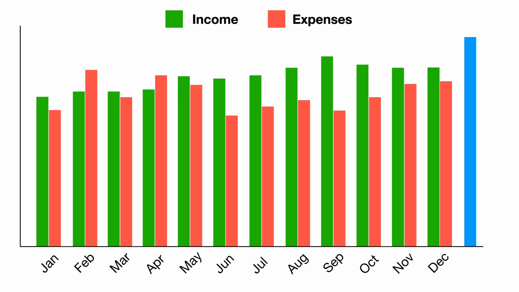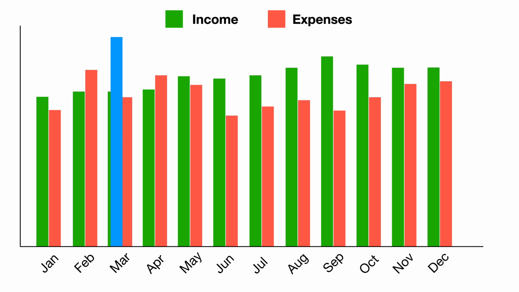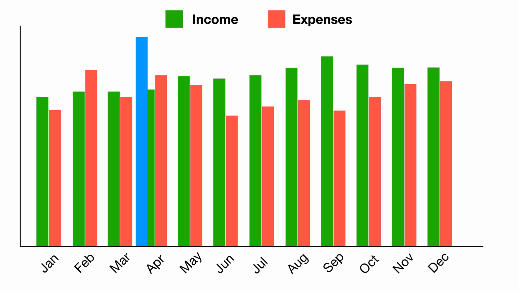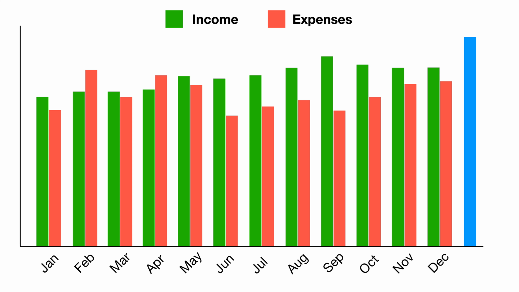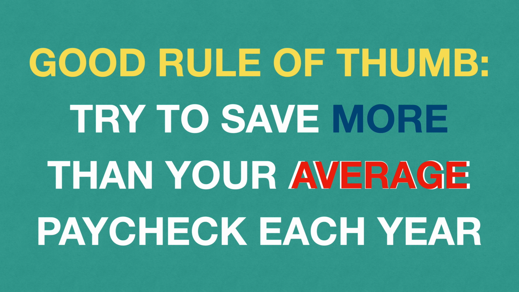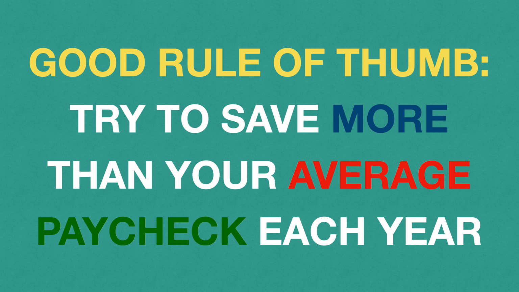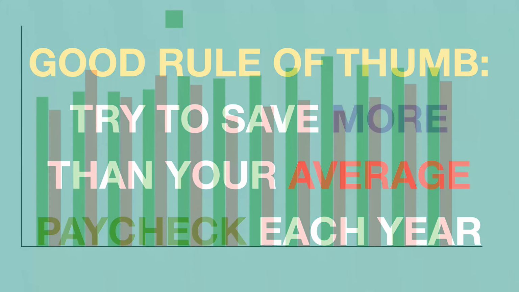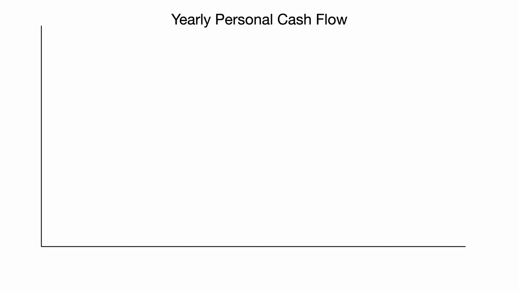And if you actually subtract those, which is going to be this blue line here, that's your total cash flow. And if you look at this person's cash flow over the year, it is actually more than a given month. And that is actually a good rule of thumb: you want to try to save more than your average paycheck each year. Whatever your average paycheck is, if you can save more than that each year, you're doing a good job. So that was on a monthly basis. Let's see if we can track this on a yearly basis and get a visual example of what would be a good looking cash flow scenario.